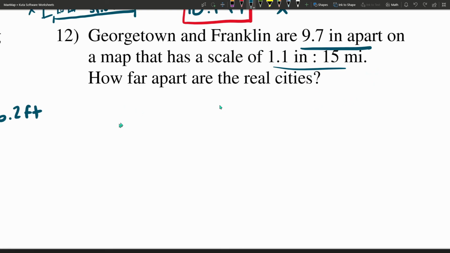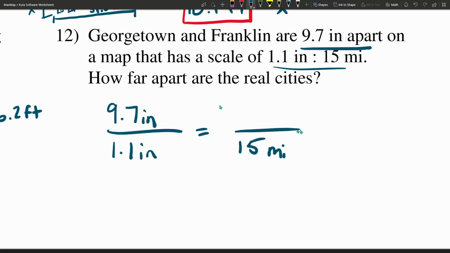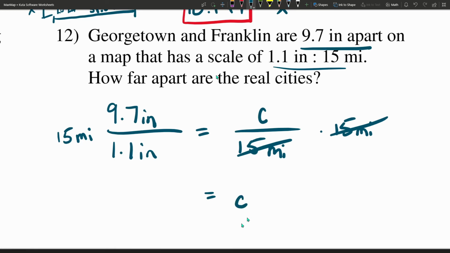So I'm going to write my 9.7 inches that the cities are apart, and I'm going to put my scales in my denominator. So inches and inches, that'll be 1.1 inches in that denominator, and I'll have 15 miles in this denominator. There's my scale, and my unknown distance the cities are apart, we'll call that variable C. One-step equation, multiply both sides by 15 miles. 15 miles cancels out with 15 miles, so I'll get that C is equal to, inches cancels out with inches.